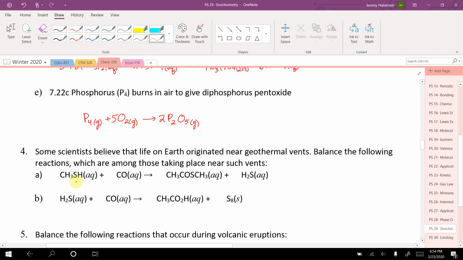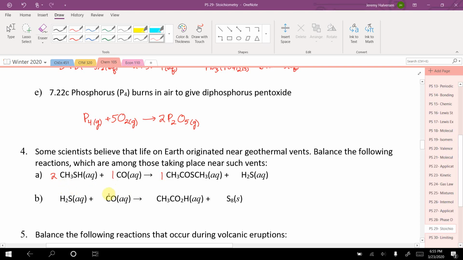Here I have 2 sulfurs. Here I have 1 sulfur. Here I have 2 sulfurs. So I'm going to need a 2 there to balance my sulfurs. Here I've got an oxygen and 1 oxygen. So I'm going to just guess right now that those are 1. See how everything else works out.